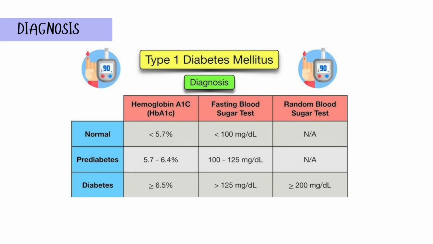Another test that can be performed in case of pregnant ladies is OGTT, the oral glucose tolerance test. If 2 hours after drinking 75 grams of glucose, the blood sugar is 200 milligram per deciliter or higher, it indicates diabetes. OGTT is specifically useful for diagnosing gestational diabetes and pre-diabetes.